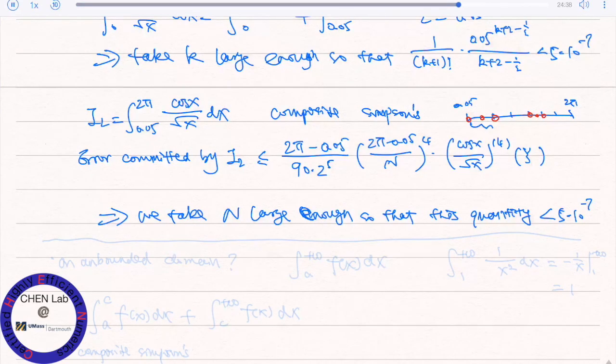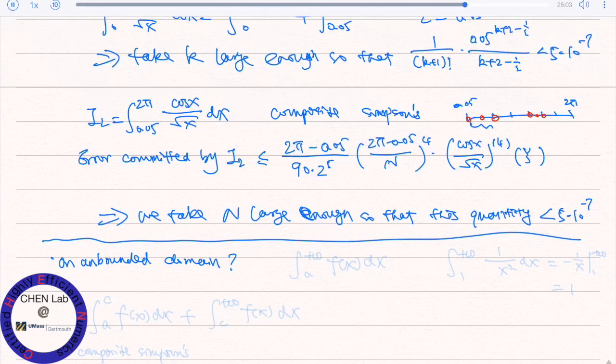At least we can get a start on the other part, which is: what if we're integrating a function on an unbounded domain? For example, we want to integrate from a to infinity of f of x dx.